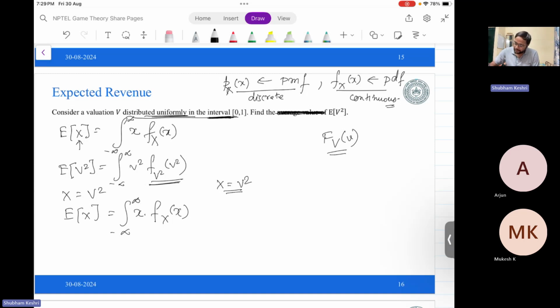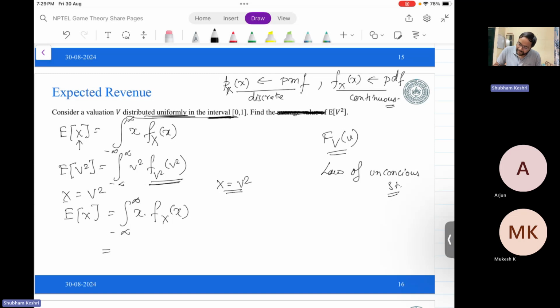So for that, you can use a law which is known as the law of the unconscious statistician. By the way, this problem I have not taken from anywhere. This is a problem which was given in a previous year assignment. So I'm using the law of the unconscious statistician. What does it say?